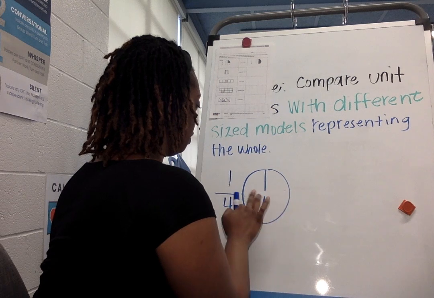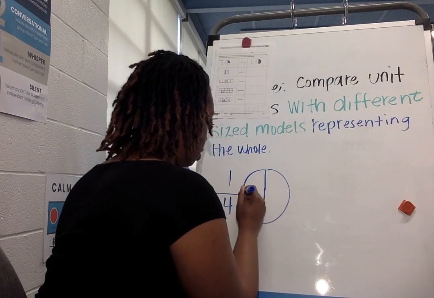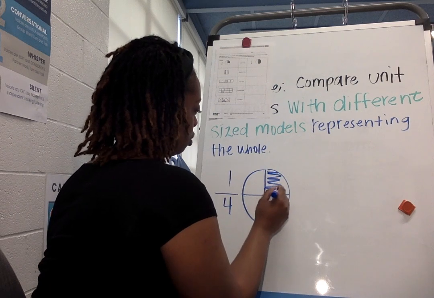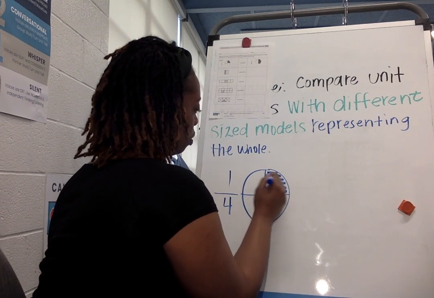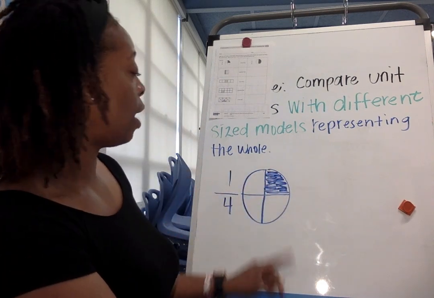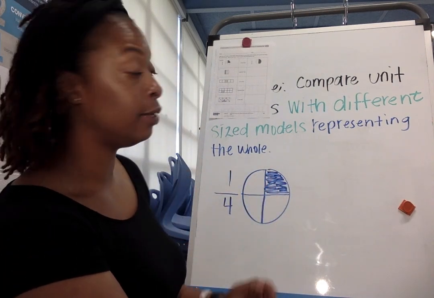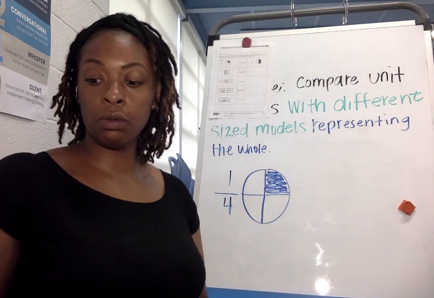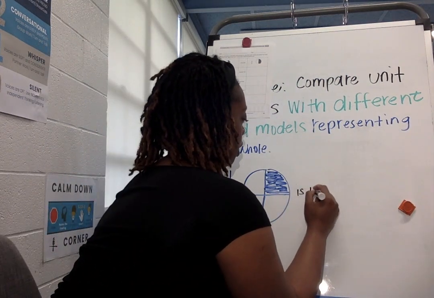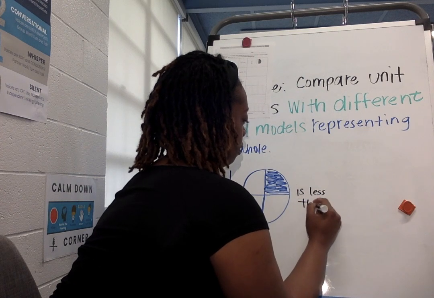I can make that a little bit better. And there's one of those sections filled in. So this whole circle that's representing the whole, I have 1/4 of it shaded in. And in the middle, it has is less than.